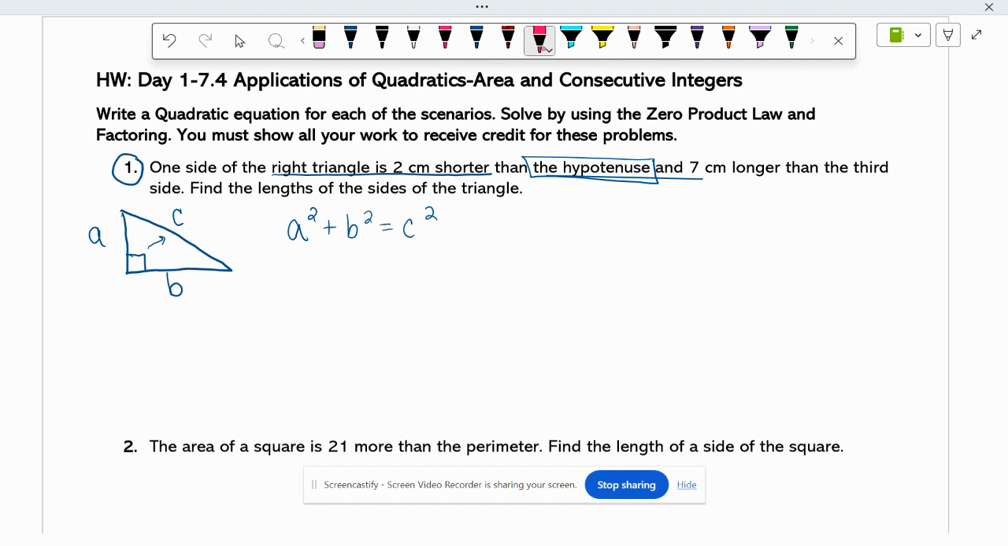Hang on, 7 centimeters longer than the third side. So if this side is, if this is, skip that one for a second. I have to think about it. Don't do that one. Skip number 1.